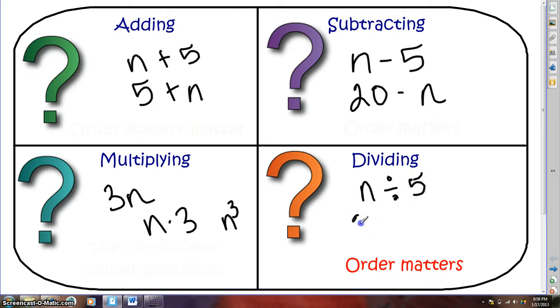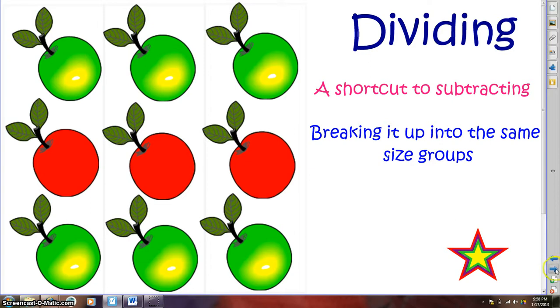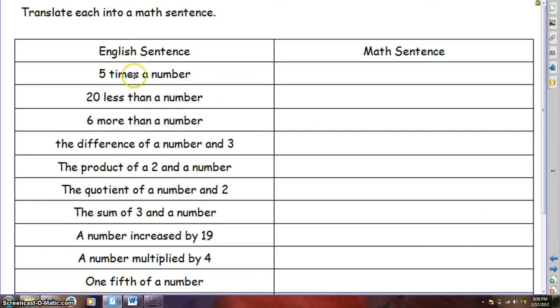Where if I had something like 20 divided by n for our number, we would be starting with 20 things, and we'd be splitting it up into n groups, or groups that had the size of n. So what we're going to do is take a look at writing some of these expressions. We're going to take an English sentence and write it as a math sentence.